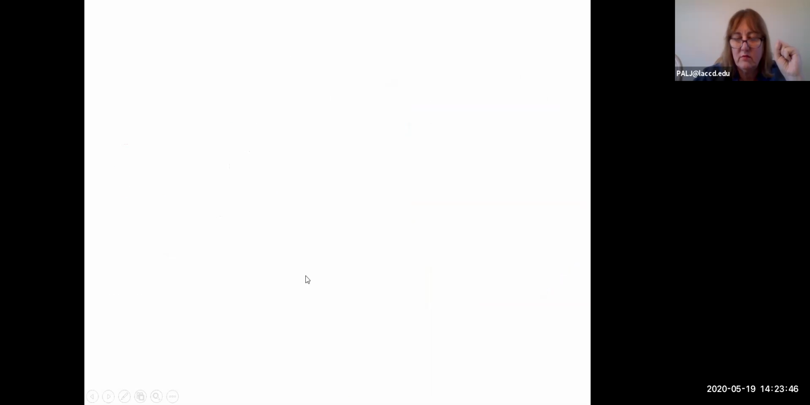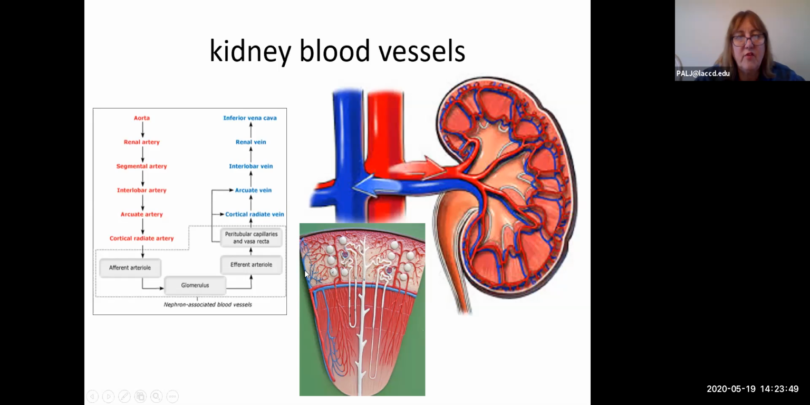From there, whether coming from peritubular capillaries or vasa recta, if it's coming from peritubular capillaries, it's going to go to a cortical radiate vein, and then both of these will drain into an arcuate vein going across here, which then becomes an interlobar vein, which then all coalesce, and we do not have a name change, but eventually they all merge together to form the renal vein, which then drains into the inferior vena cava. And with that, we are done with the blood flow to and from the kidneys.